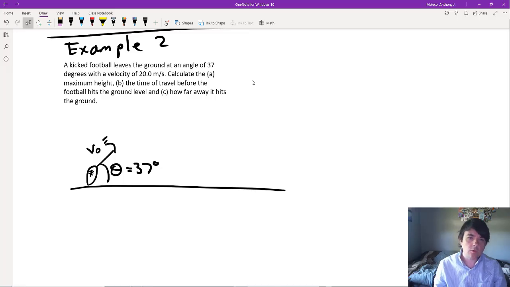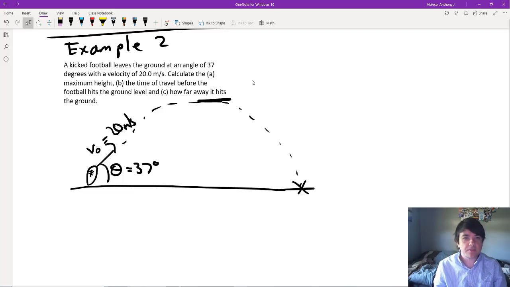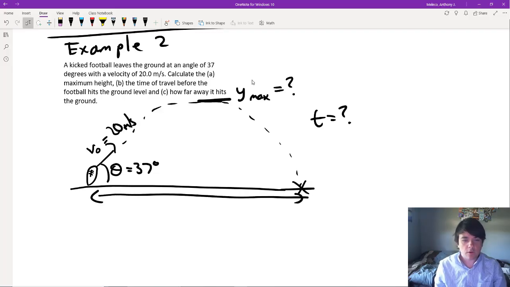V naught equals 20 meters per second. This is its trajectory. It's going to land over there. This right here is the maximum height. I'm just going to call it Y max. We don't know what it is. We don't know the time of travel. And we don't know X final.